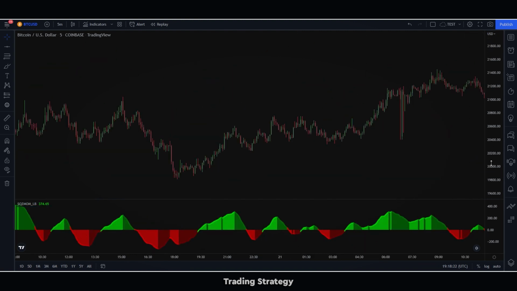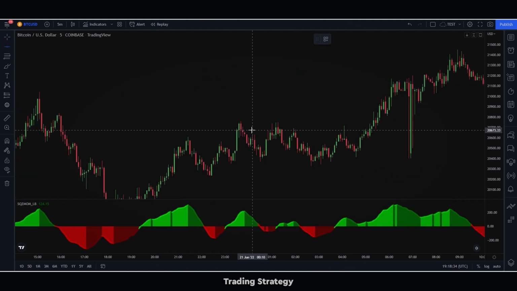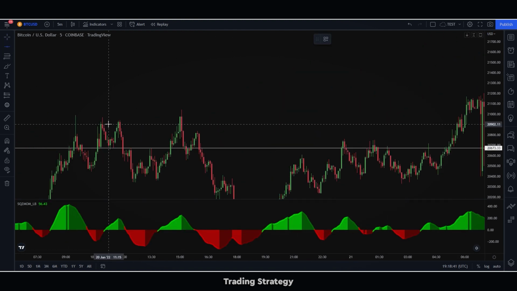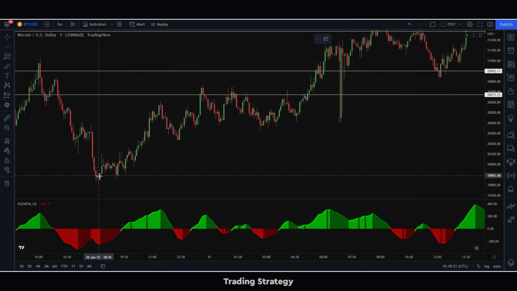The second thing that we will have to do will be to mark with a horizontal line the support and resistance zones. More important, remember that we can realize this because the price bounced several times in those zones.